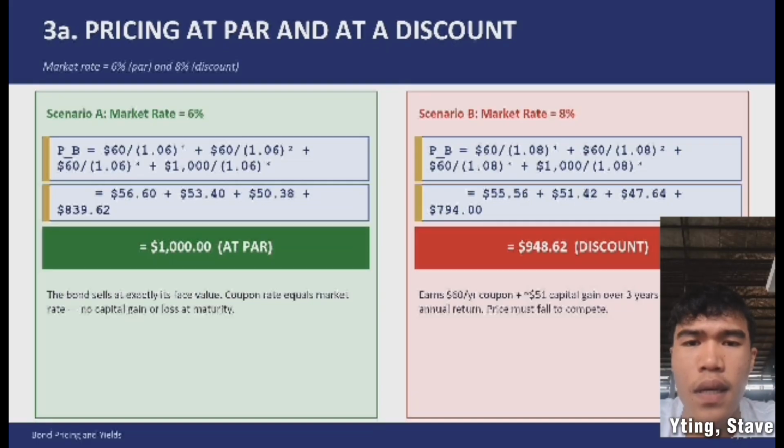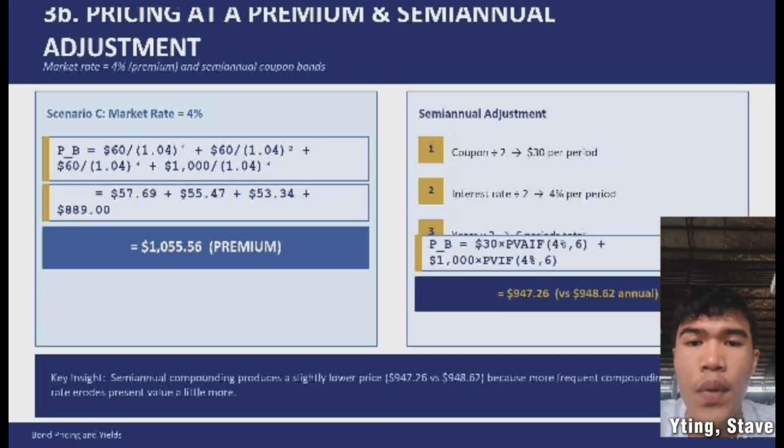Second, at a discount, $948.62. When the market rate is 8%, higher than 6%, you pay less and buy cheaper, below $1,000. Rule: market up, price down. Third, at a premium, $1,055.56. When the market rate is 4%, lower than 6%, you pay more, extra above $1,000. Rule: market down, price up.